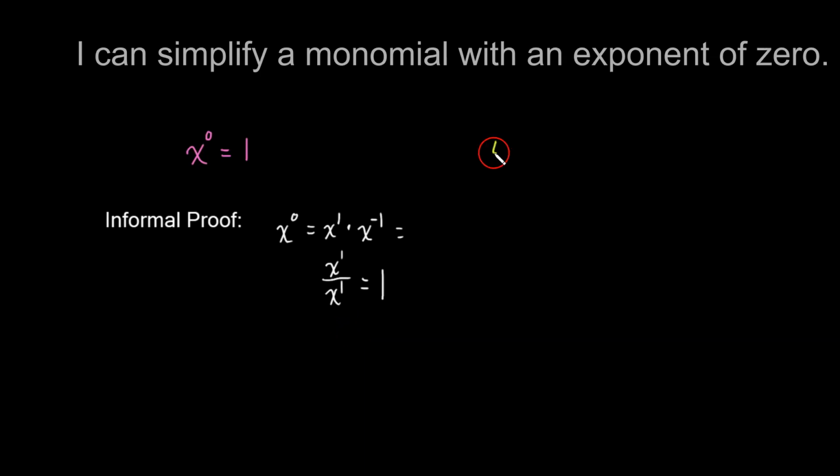So let's say we were to have 4 times x to the power of 0. Well, this would just be equal to 4 times 1, which is equal to 4. So fairly straightforward exponent law. Anything raised to the power of 0 is equal to 1, as long as x is not equal to 0.